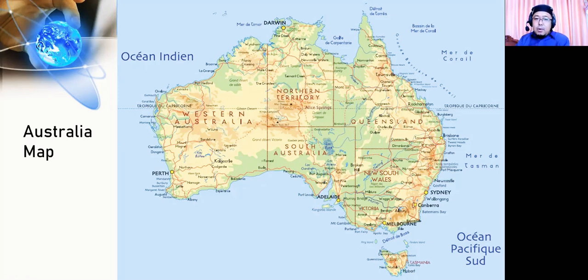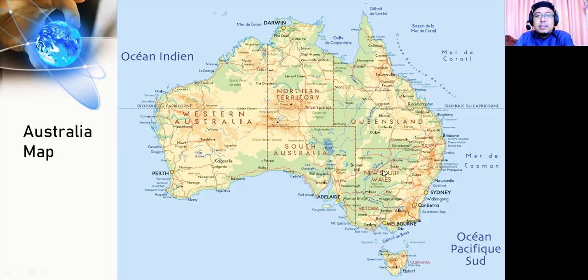Therefore, now we found that the meaning of the Australian flag that consists of 6 stars represents these areas: Western Australia, Northern Territory, South Australia, Queensland, New South Wales, and Tasmania.